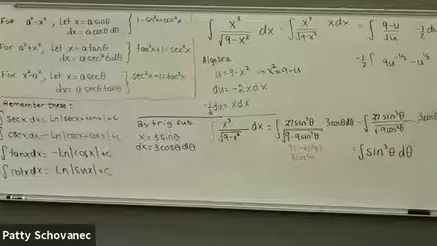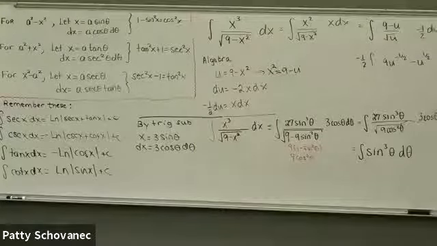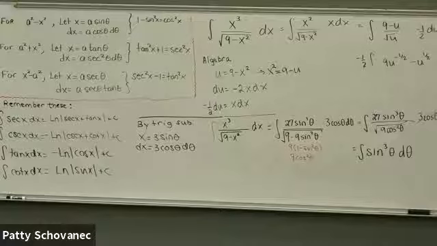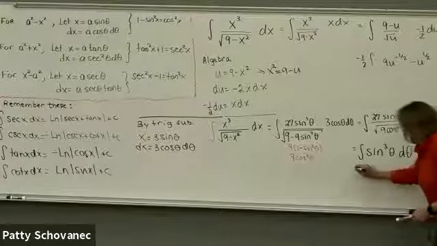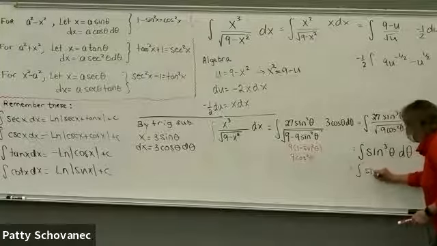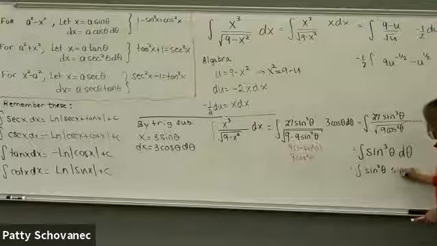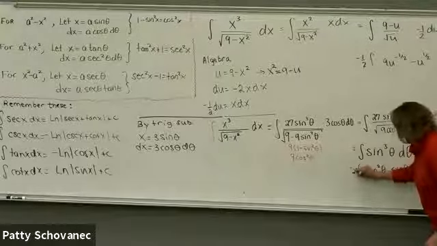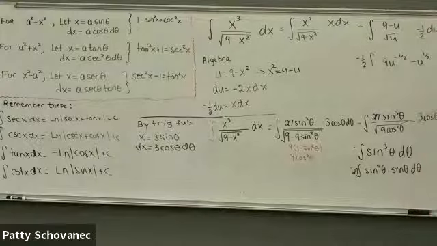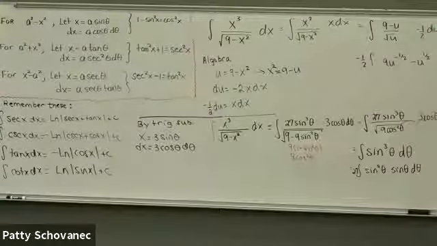Log power was easy, guys. Pull out a sine and make it sine squared times sine. Sorry, 27 went right here. And sine squared is 1 minus cosine squared.